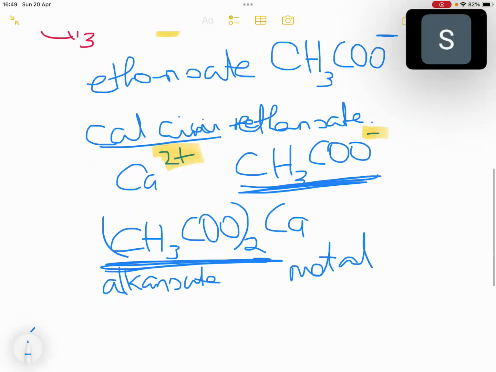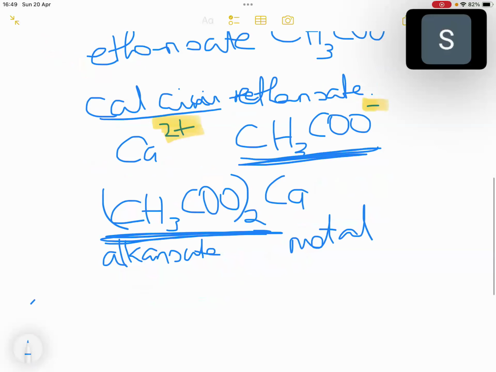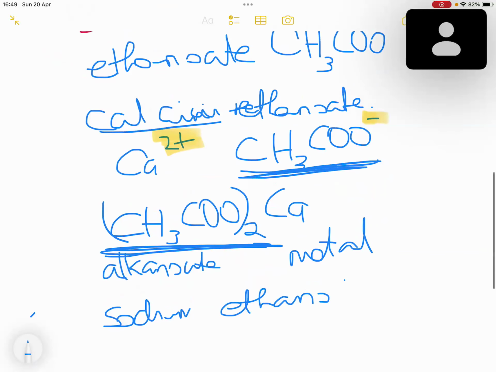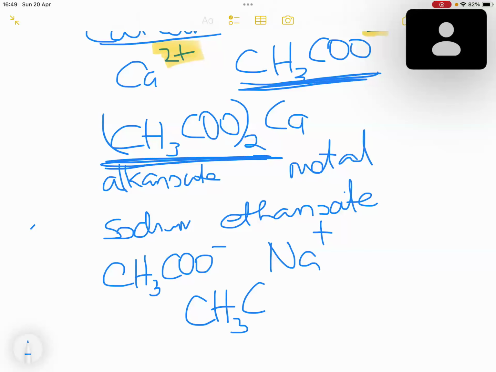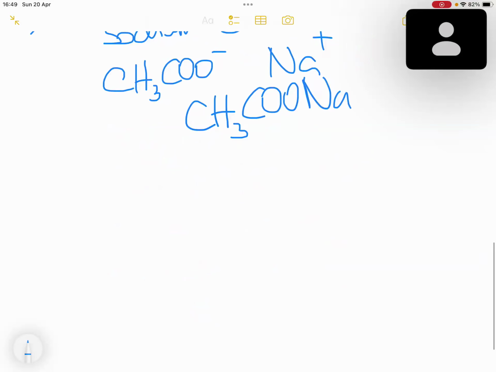So if the metal is 1+, for example, if we're forming sodium ethanoate, because the sodium ion is 1+, it's going to be CH3COO minus, and then we have the Na+, so the formula is CH3COONa. So now we're going to be looking at some reactions.